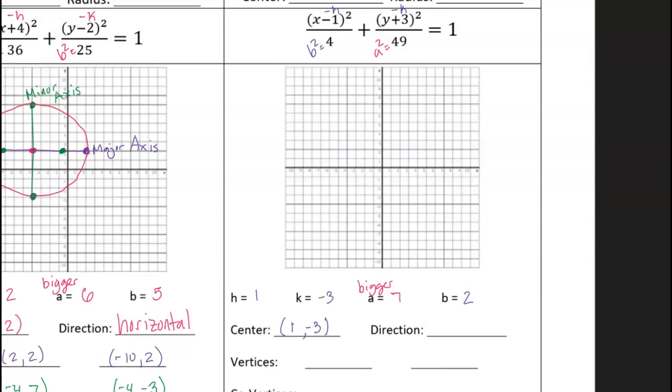Knowing this, is this a horizontal or vertical ellipse? Yeah, it's vertical because our A is under the Y term. I keep saying second denominator, but what I really mean is the A is under the Y term. When the A is under the Y term, this is what makes it a vertical ellipse.